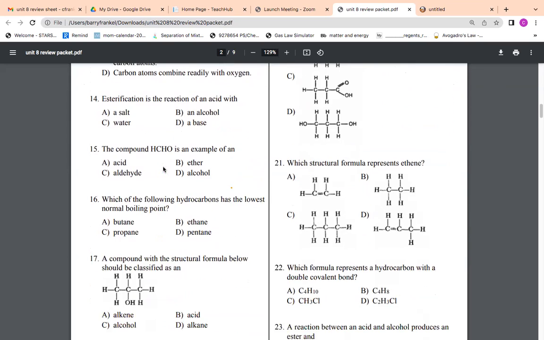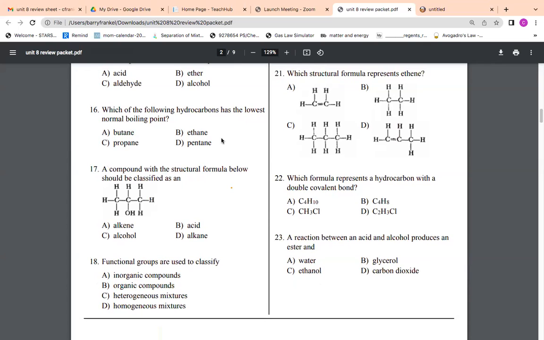Next, number 16. Which of the following hydrocarbons has the lowest normal boiling point? Actually, this is kind of my bad because I didn't really talk about this too much in class. So when you have hydrocarbons and you're trying to think about their boiling points, the smaller they are, the lower their boiling points are going to be. It's going to be easier to boil something that is lighter, really by weight. It's lighter by weight, smaller.